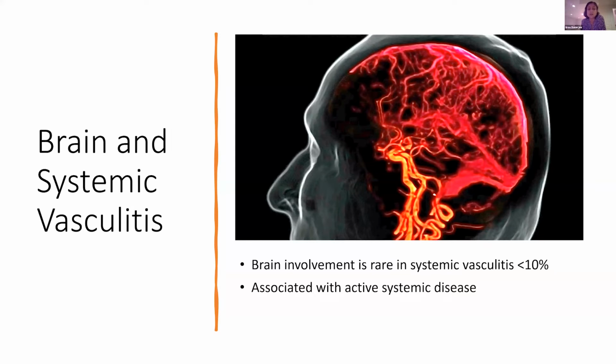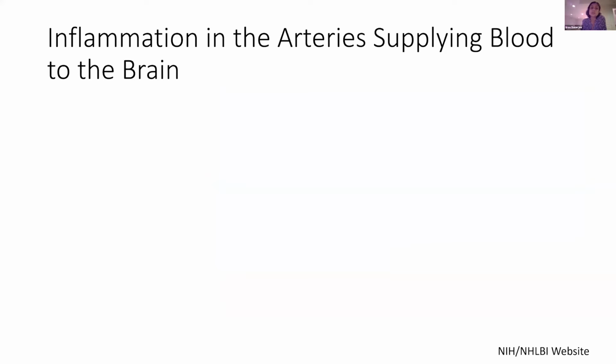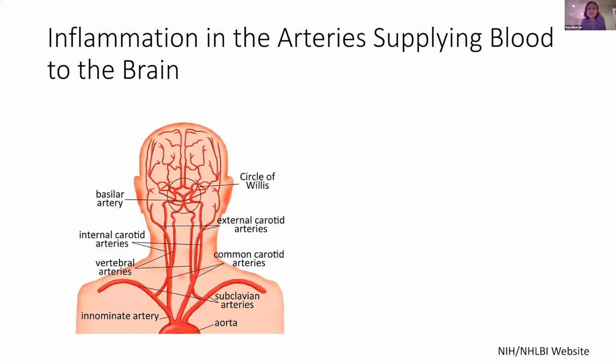And we will talk now a little bit about how the brain can be involved in systemic vasculitis. As elsewhere in the body, in systemic vasculitis, there can be inflammation in the arteries which are supplying blood to the brain. This is a schematic representation of the blood supply to the brain.